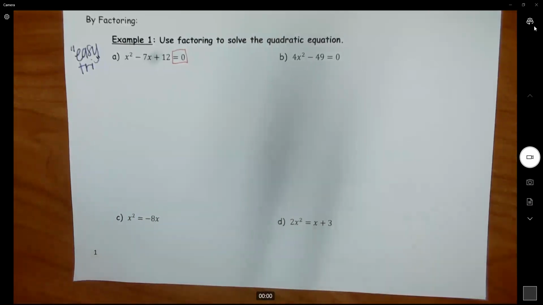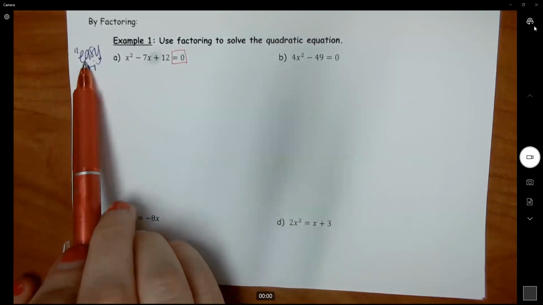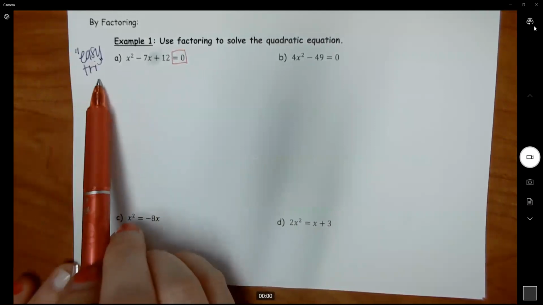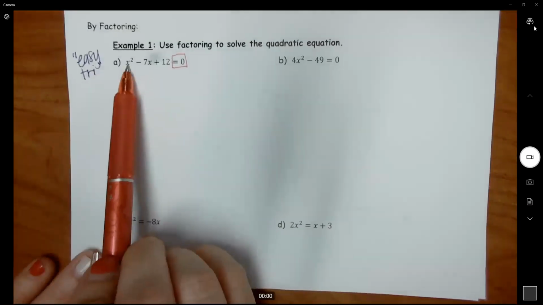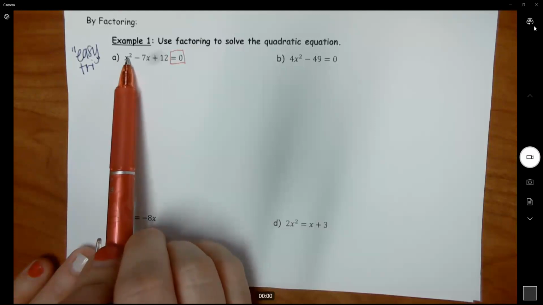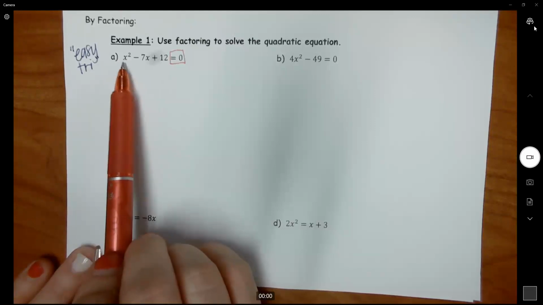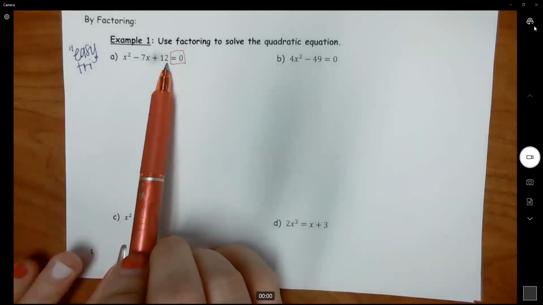So the next thing is to factor. When we factor, we have what I would consider 4 different types of quadratics, and that's what these 4 problems represent. This first one represents what I call an easy trinomial. It's easy because its A is 1. There's no number other than 1 outside that x squared, so that makes it easy. And it's a trinomial because it's got 1, 2, 3 different terms.